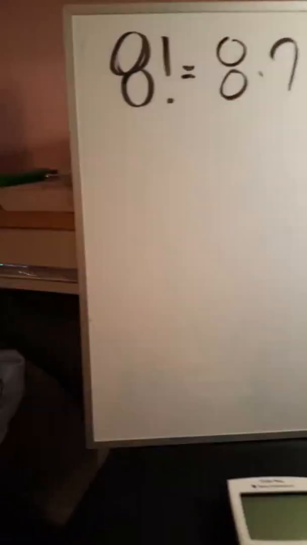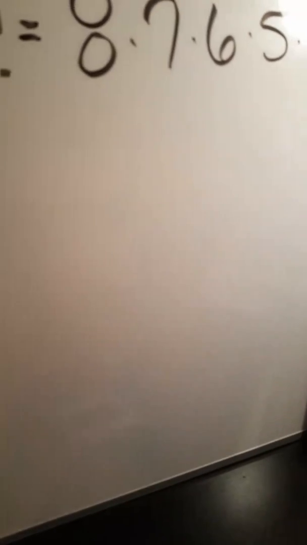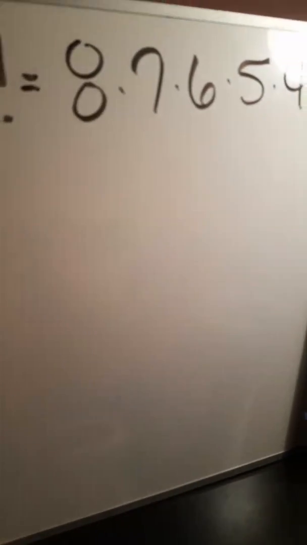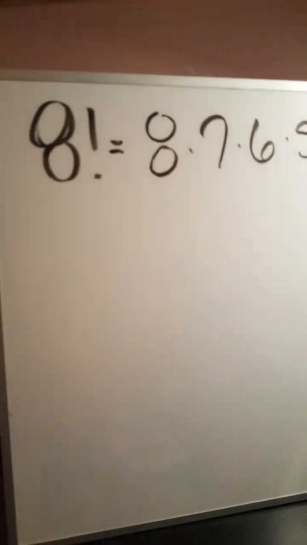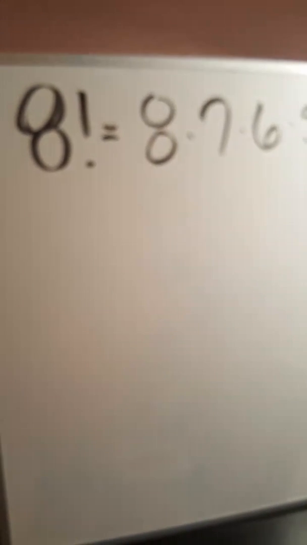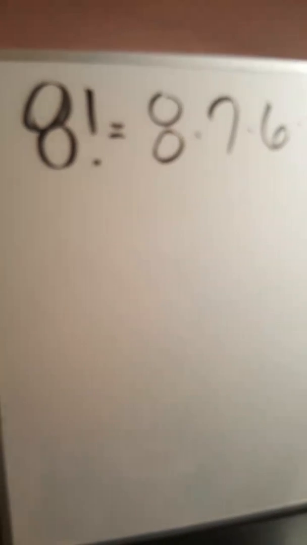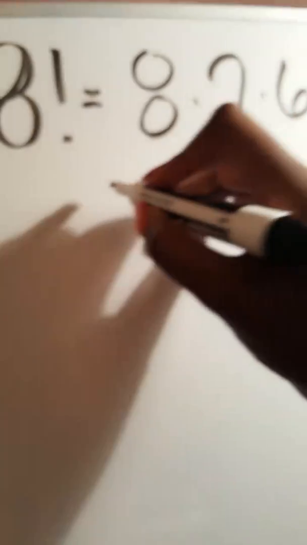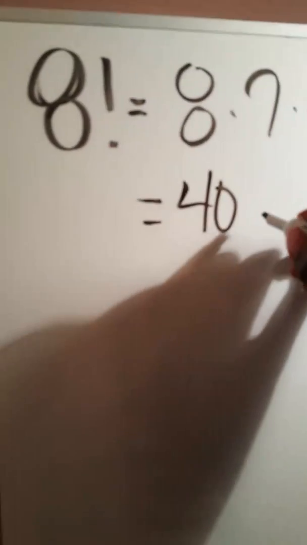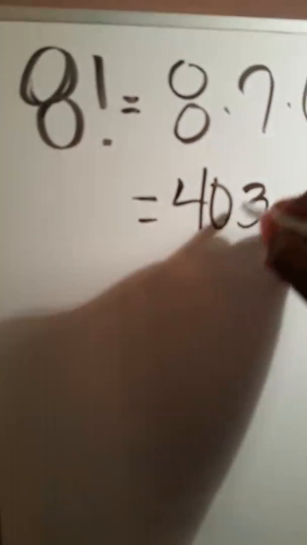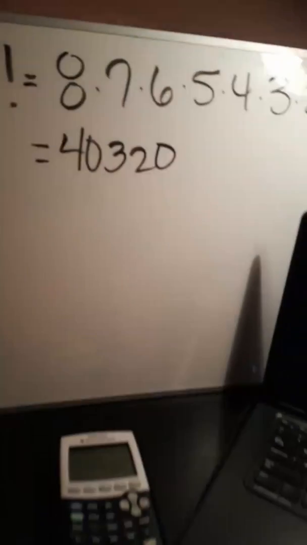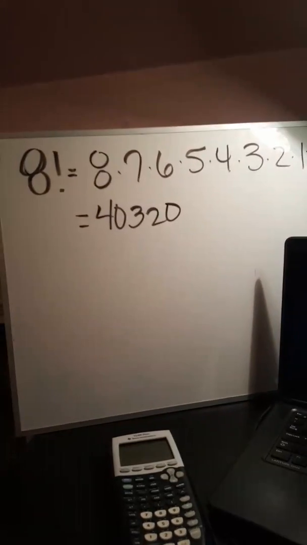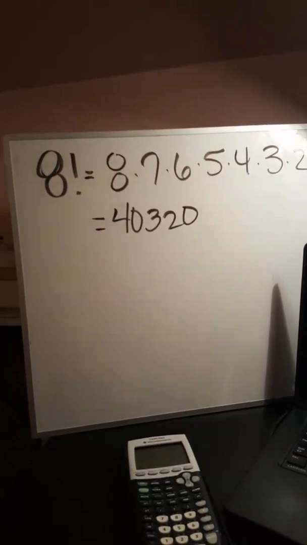So on my calculator, I'm going to simply do 8 times 7 times 6 times 5 times 4 times 3 times 2 times 1. And our answer for this problem should be 40,320. And that's just descending from the number that we gave.